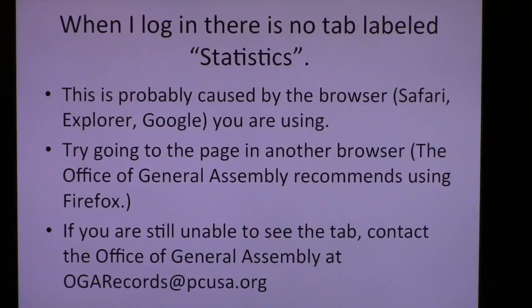When I log in, there's no tab labeled statistics. Sometimes this happens, and what that means is it's probably the browser that you're using. When you go online, you're using a browser, Safari, Google, Explorer, Firefox, whichever one it is that you're using. That might be what the problem is. So the first thing they recommend is that you try to open it in another browser and see if that will work for you. If that doesn't work, then you'll need to contact the Office of General Assembly. I can't help with that part. That's a technical glitch on their end that you'll have to work with them on.